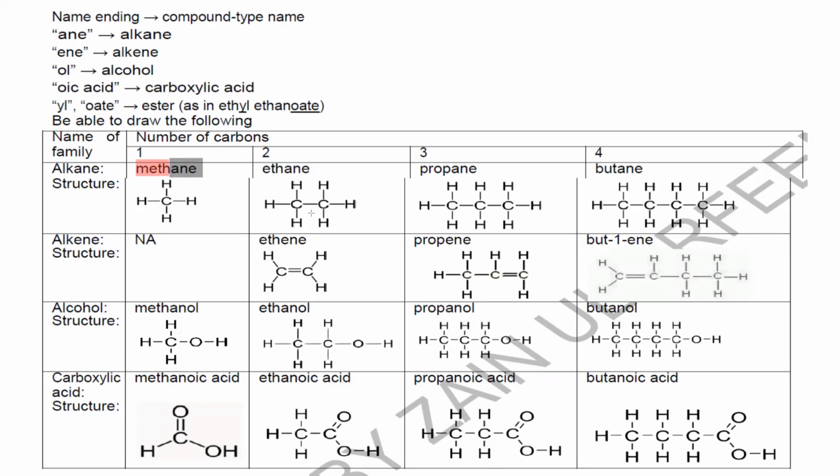The second one, 2 carbon atoms are there. When 2 carbon atoms, it should be eth. And they have a single bond between them, so it will be ane. So it is ethane. 3 carbon atoms, so it will be prop. Again, they have a single bond, so it will be ane. 4 carbon atoms, but.